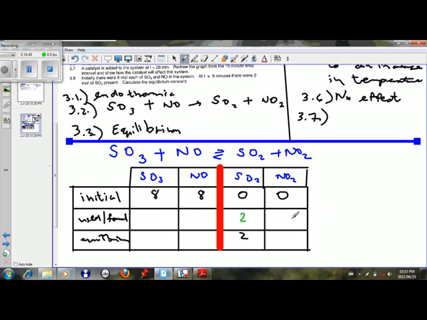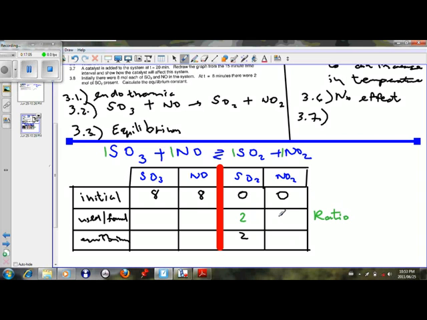And from there now we can complete the second line. To complete the second line, we have to use our ratios. And in this case, we are fortunate because we know that 1 NO2 is formed with 1 SO2, reacted from 1 NO and 1 SO3.